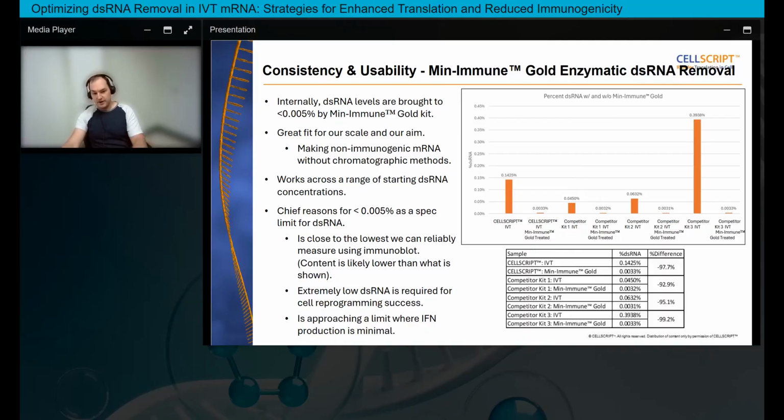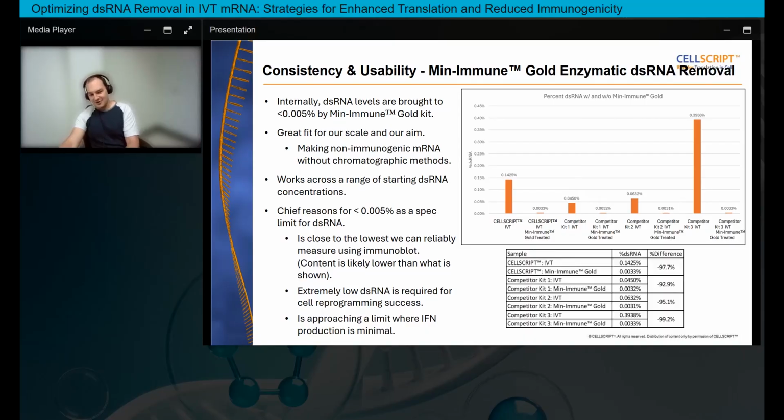On this graph on the right, we have 4 different IVTs that were produced using either CELLSCRIPT's IVT kit or 3 competitor kits. And you can see that there's quite a large variation in the amount of double-stranded RNA that will be produced, from 0.045% to almost 0.4%. So a pretty large discrepancy, or whole order of magnitude, just in the baseline amount of double-stranded RNA.